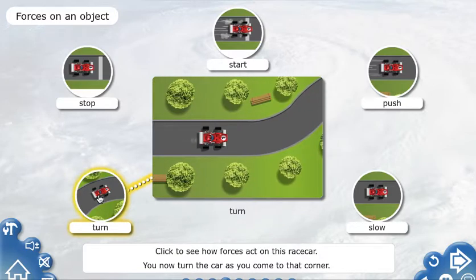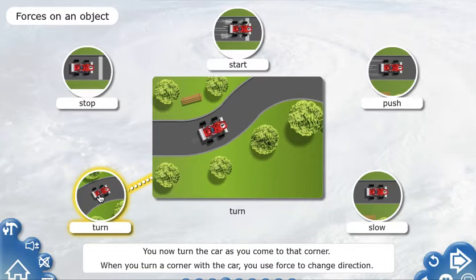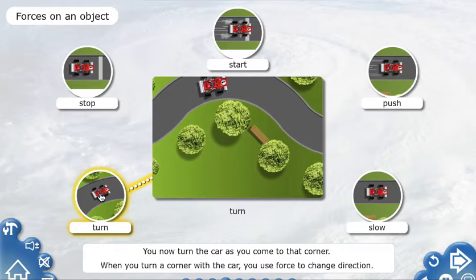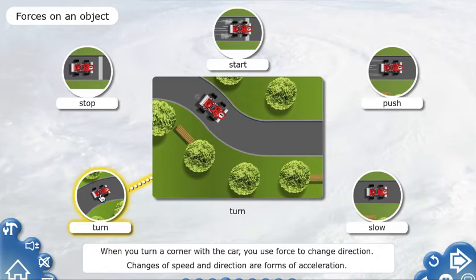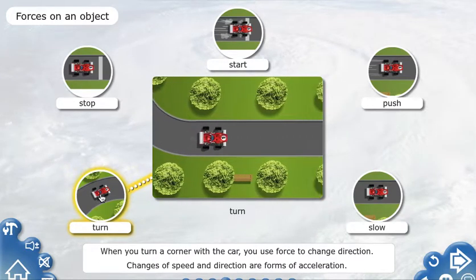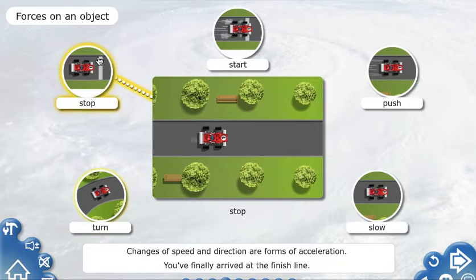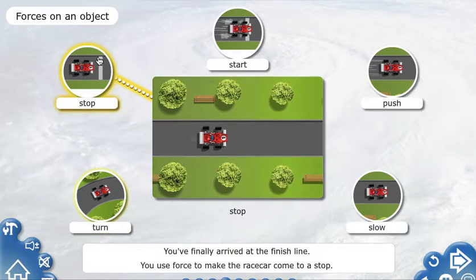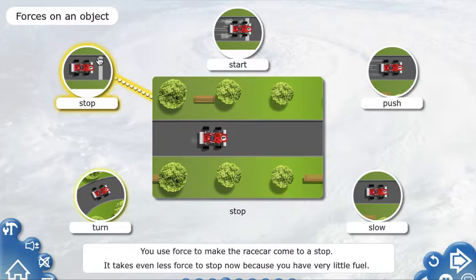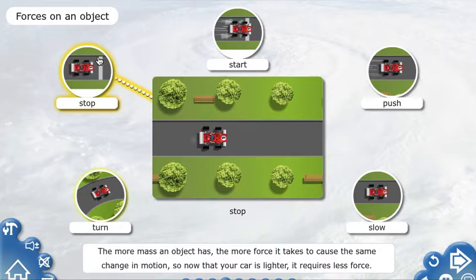You now turn the car as you come to that corner. When you turn a corner with the car, you use force to change direction. Changes of speed and direction are forms of acceleration. You finally arrived at the finish line. You use force to make the race car come to a stop. It takes even less force to stop now because you have very little fuel. The more mass an object has, the more force it takes to cause the same change in motion. So now that your car is lighter, it requires less force.